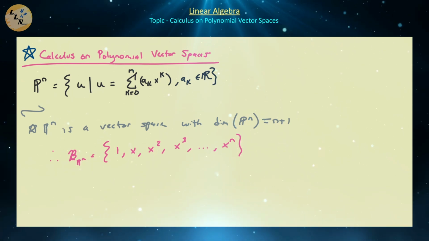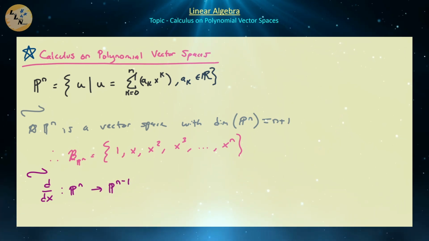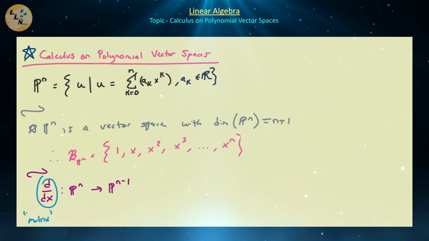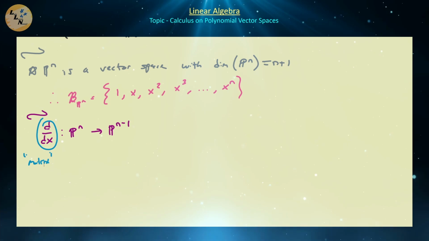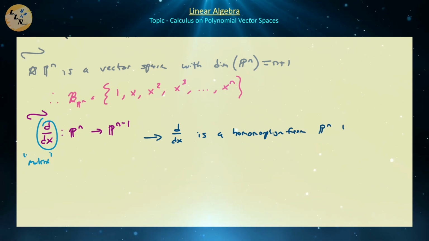Alright, so if that is the basis, then of course we can view the derivative as a matrix from Pn to Pn minus 1. Right? So keep in mind that this is a derivative matrix between Pn and Pn minus 1. And at least from previous discussions, we know derivatives are linear operators, so that means that d/dx is a homomorphism from Pn to Pn minus 1.